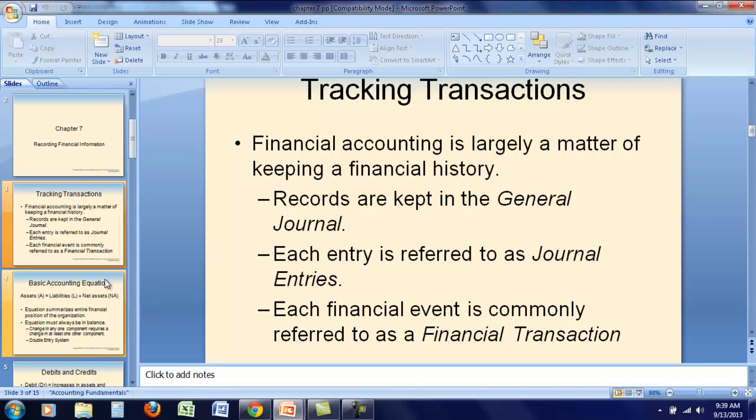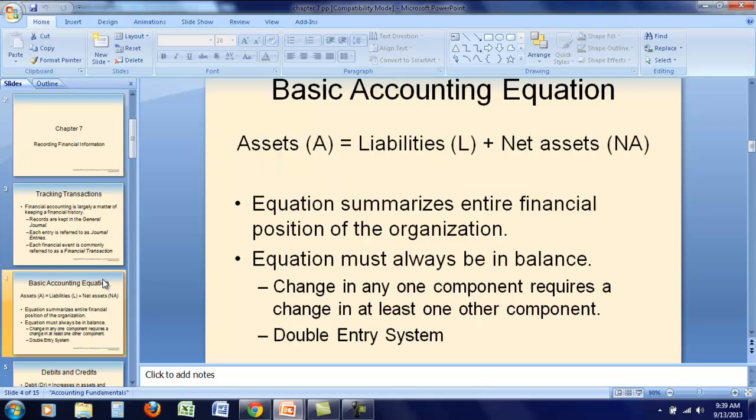So let's take a step back and remember our basic accounting equation: assets equals liabilities plus net assets. The equation summarizes financial information, the financial position of the organization. Basically, it's on the balance sheet. The most important item to remember is that it must always be in balance. So if one component changes, at least one other changes. If assets increase, then one of your liabilities or net assets would have to increase also.